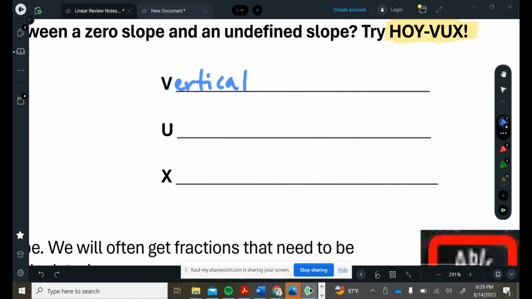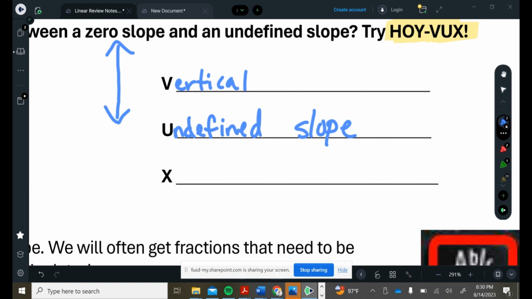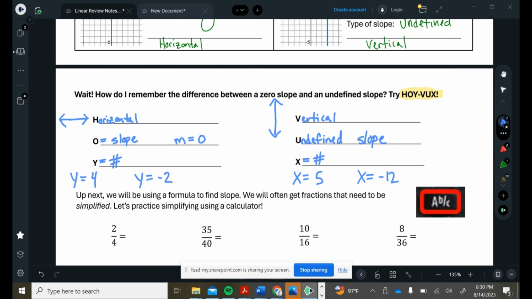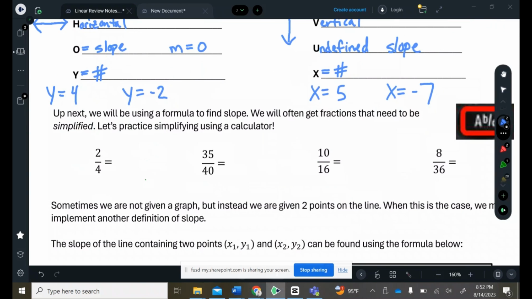Now we get to the VOOCs. V stands for vertical. U stands for undefined. Undefined slope, because a vertical line has no slope. Its slope is undefined. Remember, a vertical line looks like this, going straight up and straight down. So it's got all rise and no run. And the equation of a vertical line will always be in this form: X equals some number. Let's see, X equals 5. That's just a random example. Here's another one. X equals -12. Those are just examples. X equals a number. That's going to give you a vertical line with undefined slope. So that's what this top little piece is right here. HOY VOOCs.